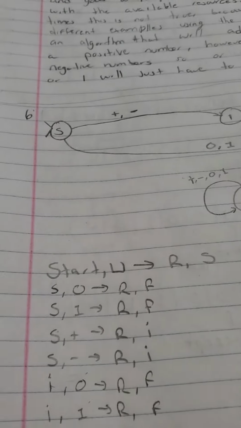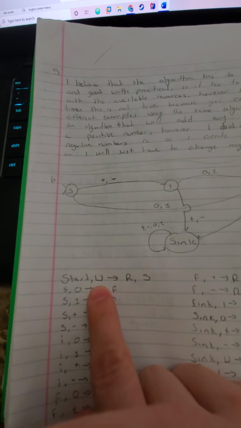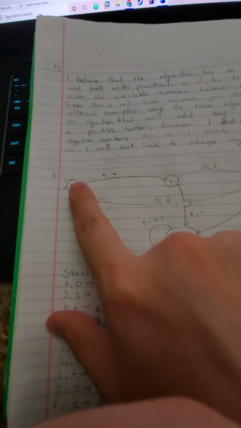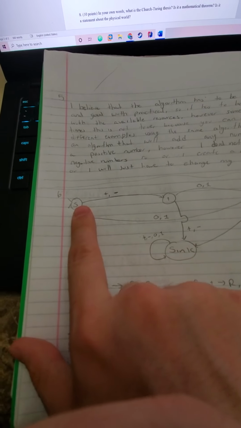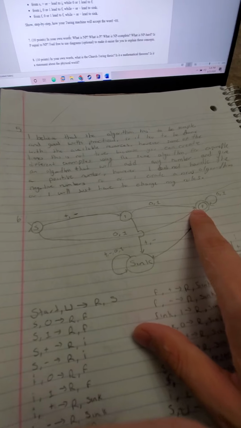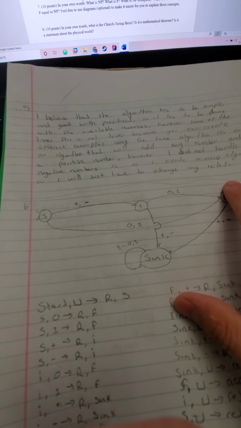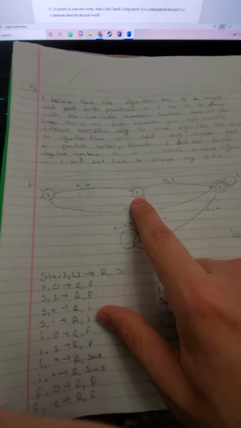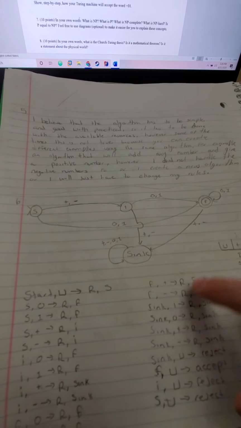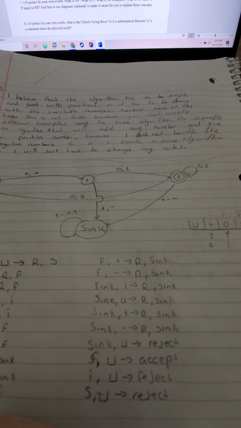Let me show them to you. When you start, you go to the right, and if you see nothing, you go to the start state. When you're in the start state and you see a 0, you go to the final state. When you see a 1, you also go to the final state. If you see a positive or negative, you go to the intermediate state. In the intermediate state, you see 0 or 1, and it goes on like that. As we know, we only have one step state.